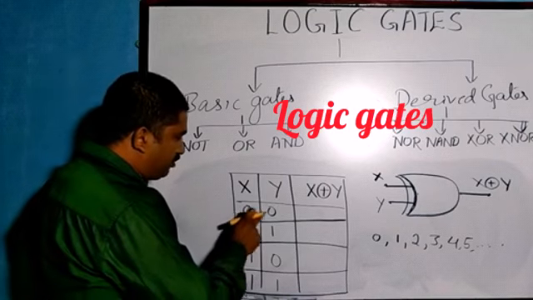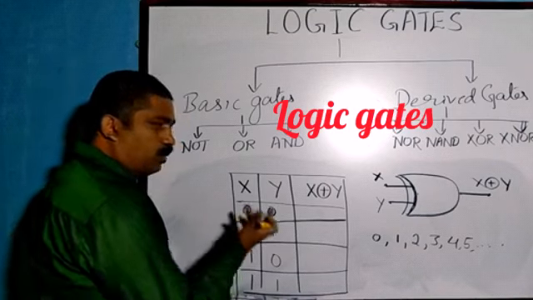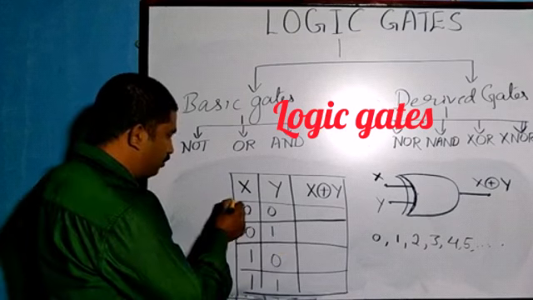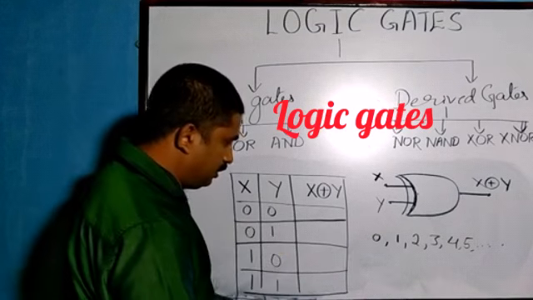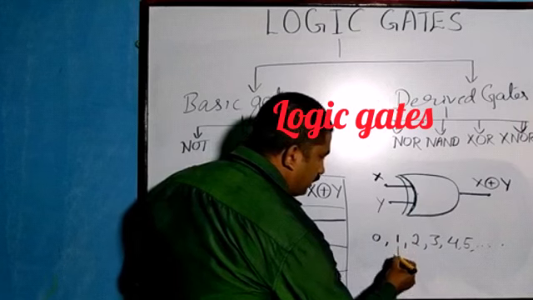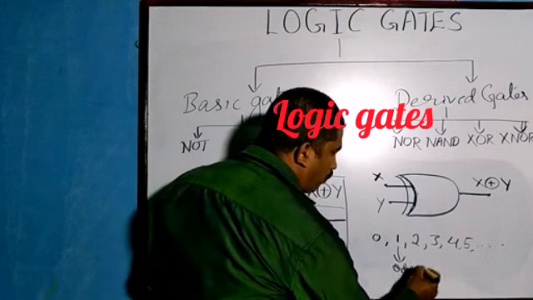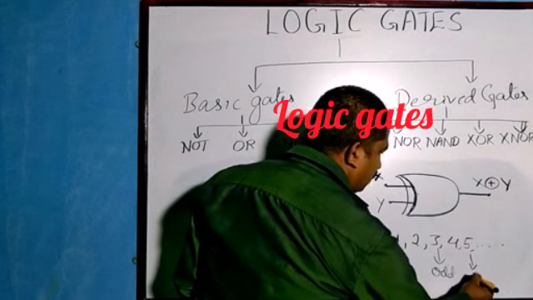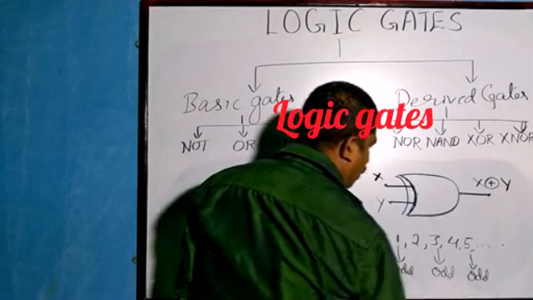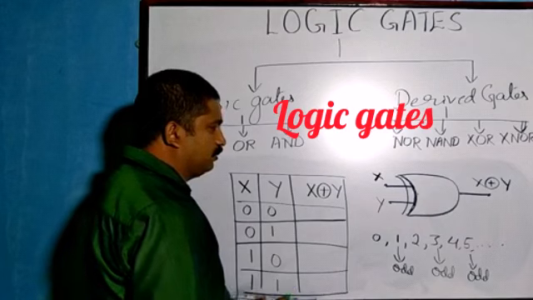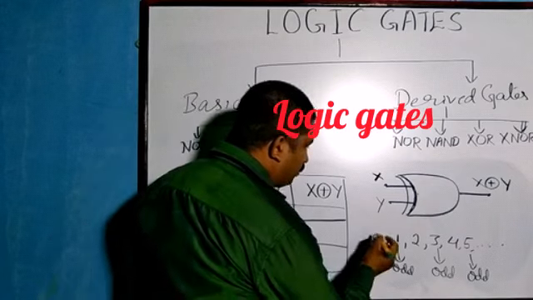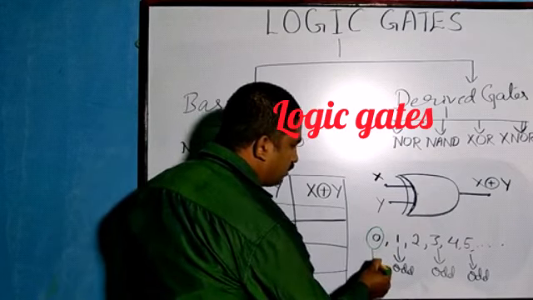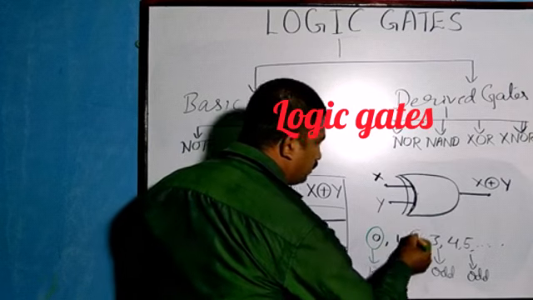Now count how many ones are here. No ones. 0 times ones. 0 means what is this? This is an odd one, this is an odd number, this one is an odd number. Okay, so this is even.